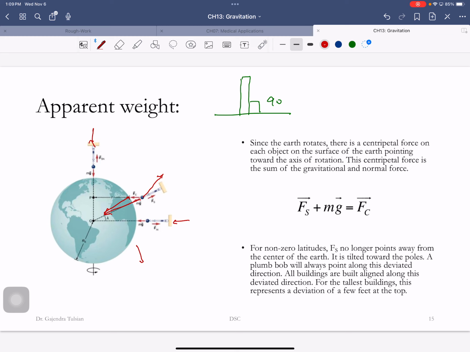And this is non-trivial. Here are the numbers. All buildings are built aligned along this deviated direction. For the tallest buildings, this represents a deviation of a few feet at the top, say roughly in New York. Yep, go ahead. Wouldn't the buildings at the equator be horizontal? No. At the equator, this guy is going in a circle like that, and the centripetal force is directly towards the center. Oh, okay. I thought this was very interesting when I first learned about it.